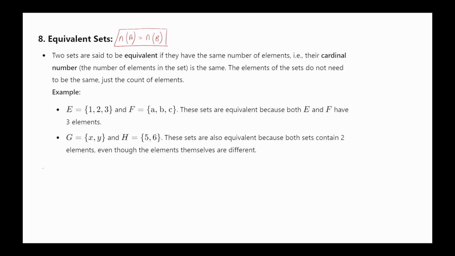So let me write it down for you. All equal sets are equivalent sets. However, all equivalent sets would not be equal sets, because you can have the same number of elements, but the elements might be different. So the vice versa does not hold. Keep this in mind.